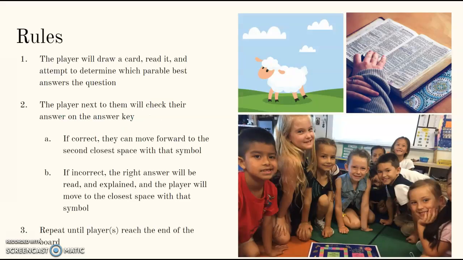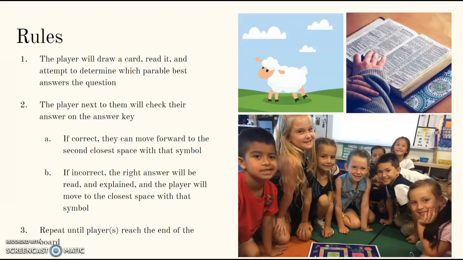The rules of the game are that a player will draw a card, read it, and attempt to determine which parable best answers the question. And then they will check the answer on the answer key. So if they're correct, they can move forward to the second closest space with that symbol. As you can see, the symbols would be something like sheep, coins, wheat, whatever it is that represents the story. If incorrect, the right answer will be read and explained, and the player will move to the closest space with that symbol.